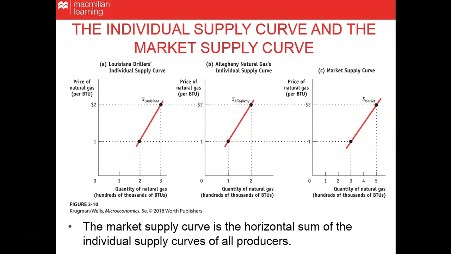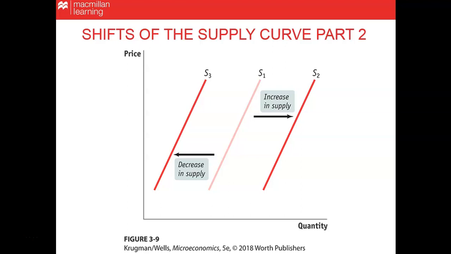Now, just like with demand, sometimes something other than the selling price, what they could sell the product for, that producers, that sellers care about, changes. When it does, supply changes. And on the graph, we see that as a supply shift. A supply increase, just like for a demand increase, is a shift to the right. A supply decrease is a shift to the left.